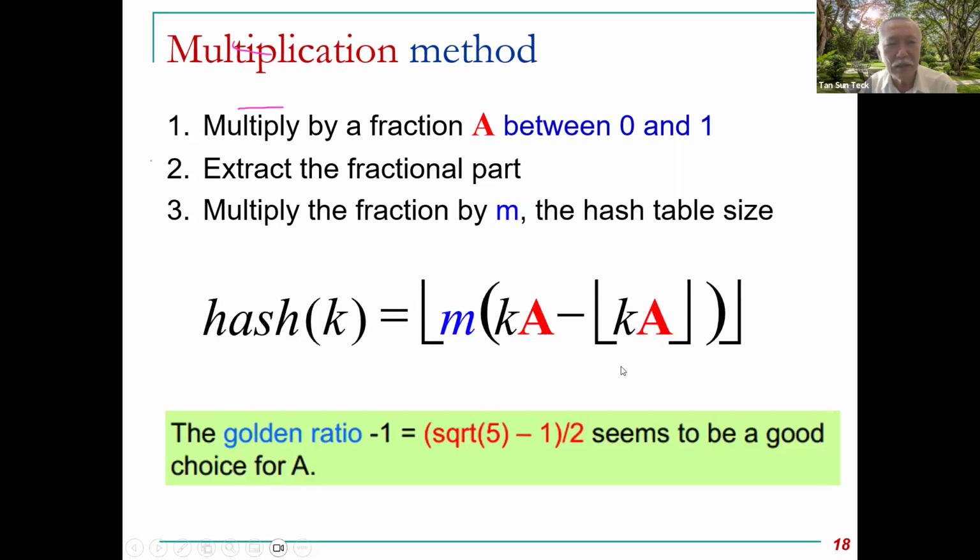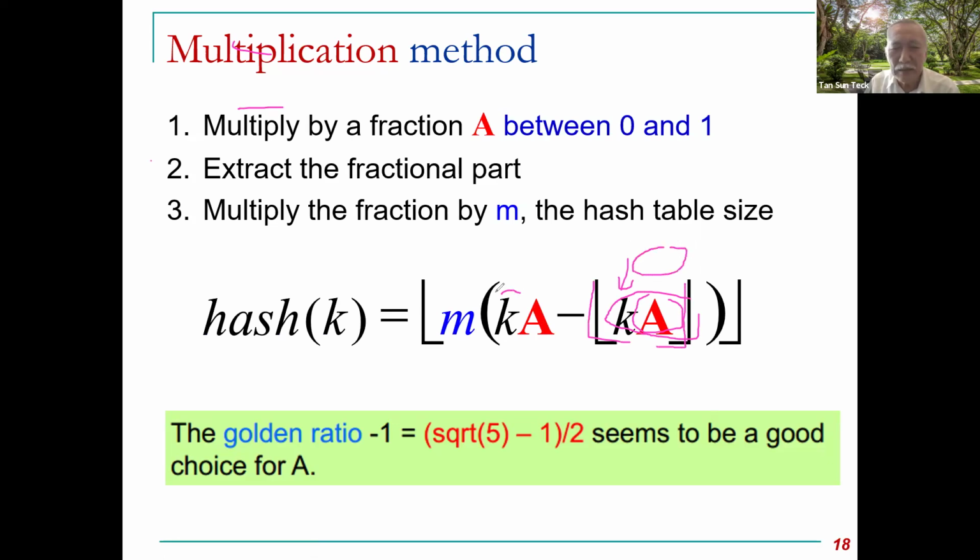So the third method is called the multiplication method. You simply multiply the key by a fraction a. This a is a fraction. Of course, this is going to produce a decimal value. You take the floor, which means you throw away the decimal part of the number, and this returns an integer.